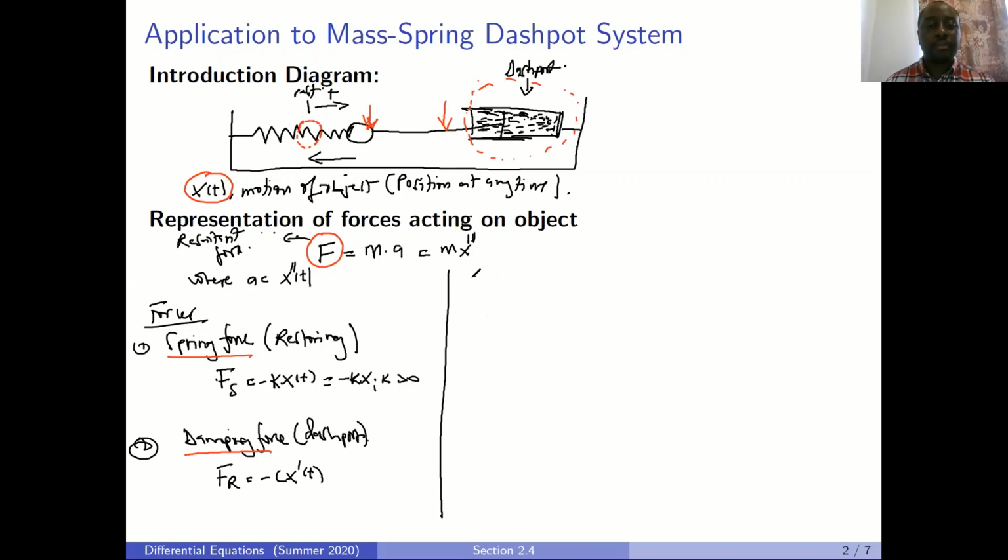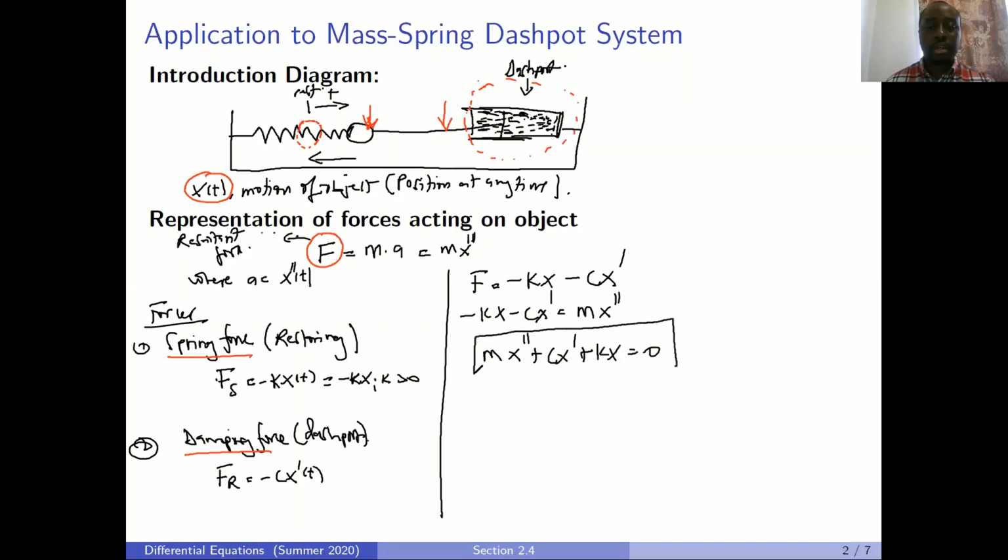All right, so my F is really minus kx minus cx prime. And so if I replace this F here, I have minus kx minus cx prime equals mx prime prime. If I move everything to the right hand side, I have mx prime prime plus cx prime plus kx equals 0. Notice that we have here a second order linear homogeneous differential equation with constant coefficients.